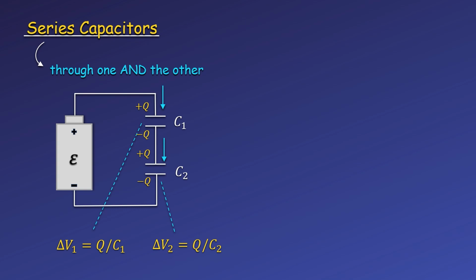We only know that the top plate of C1 and the bottom plate of C2 must have the same potential difference as the battery terminals.